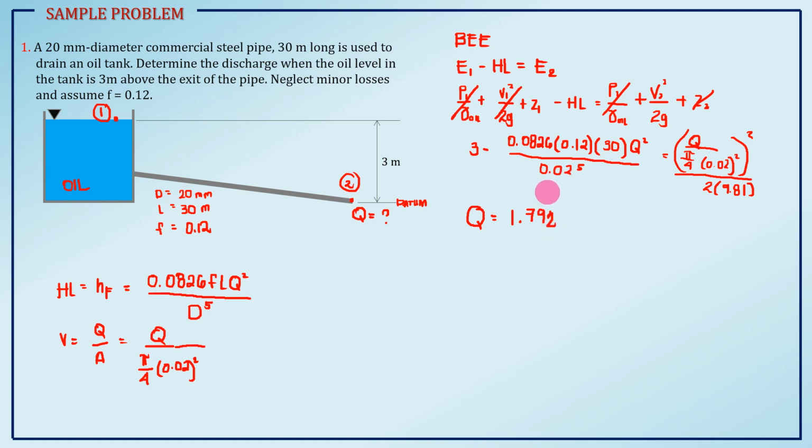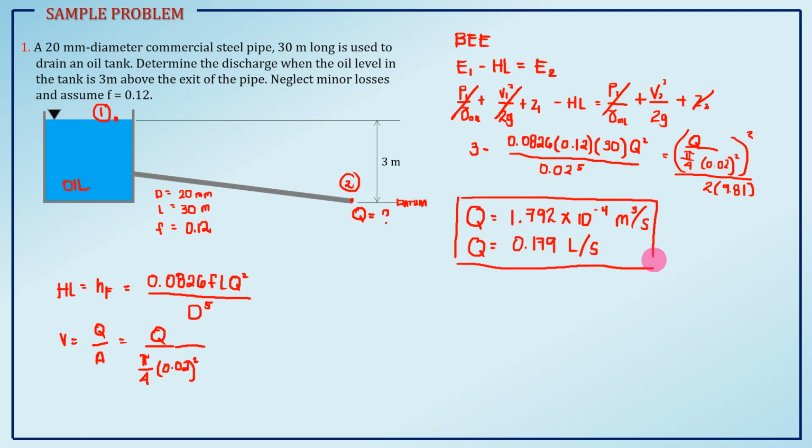1.792 times 10 raised to negative 4 cubic meter per second. No unit was given, so we can also convert it into liters per second. You just have to multiply it by 1,000. So, you have 0.179 liter per second. This would be our answer for sample problem number 1. Either unit is fine, since they are the same, and no unit was specified.